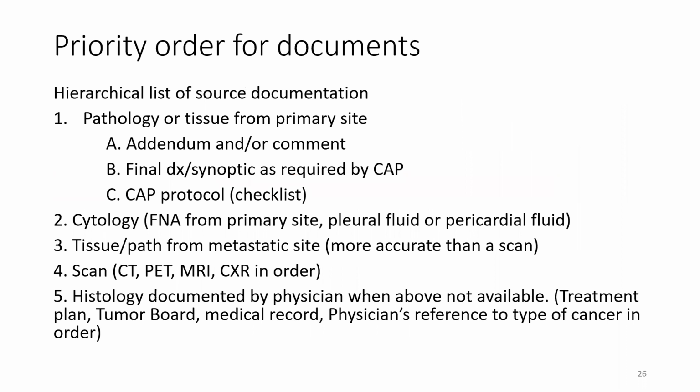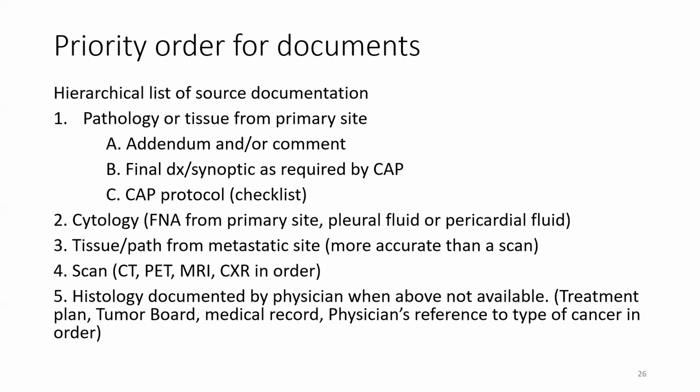Here are the documents in priority order to code histology from. If you have tissue from a path report, stop and take it from there. You wouldn't keep going down the list if you have a path report. Only go to 5, if the physician has stated what it is, only use 5 if you don't have 1 through 4.